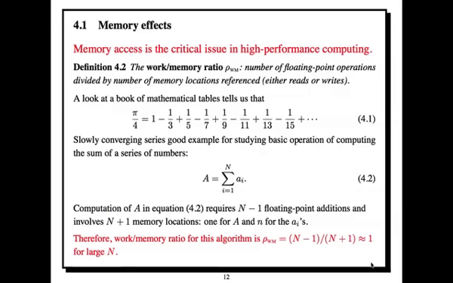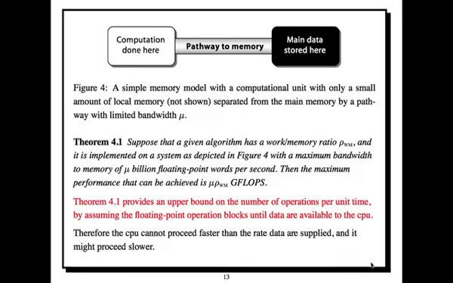We have to reference all these locations, and so the work-to-memory ratio is about 1. And we'll see that that's not good. This is a real constraint. This means that to do one floating point operation, you have to move to memory, and that's expensive with today's hardware.